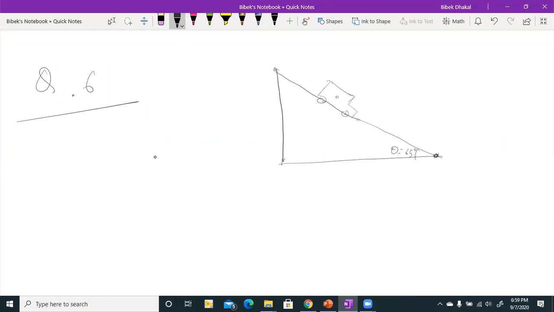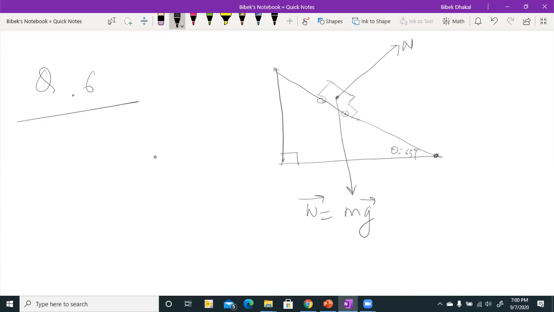So let's draw a free body diagram. Your weight force is directly towards the center of the earth, that's always down. So that's mass times g, that's your weight force. And you have the normal force. Since you are on the inclined plane, the normal force will be in this direction.